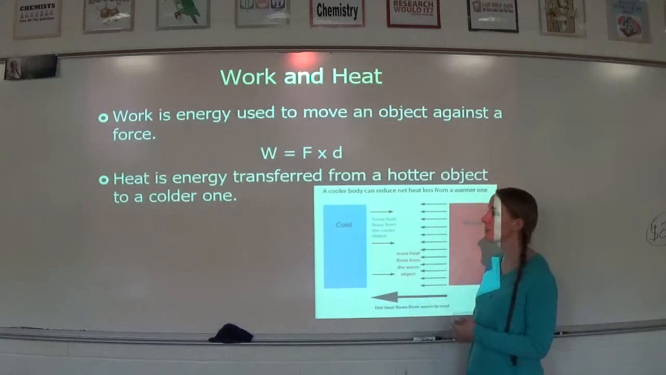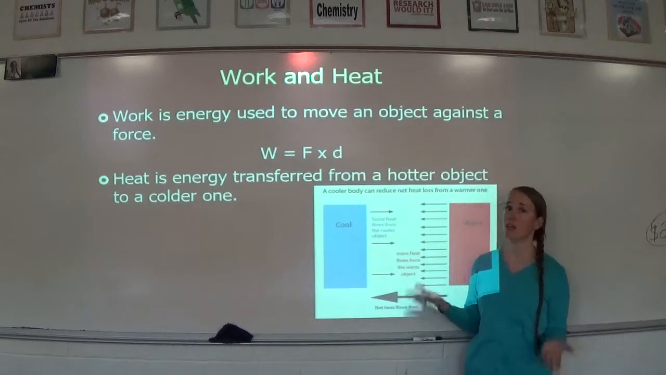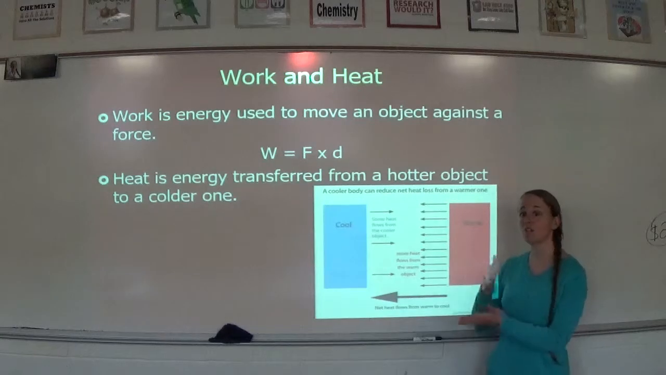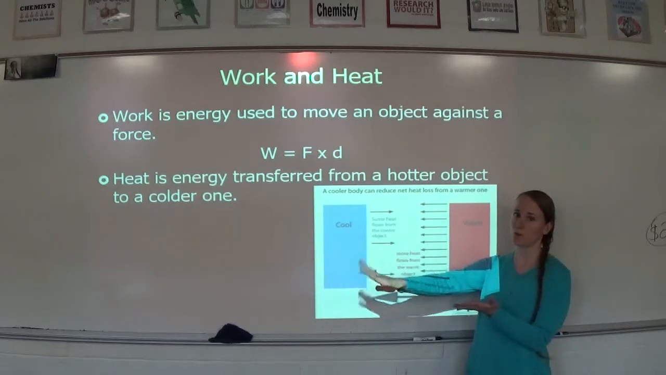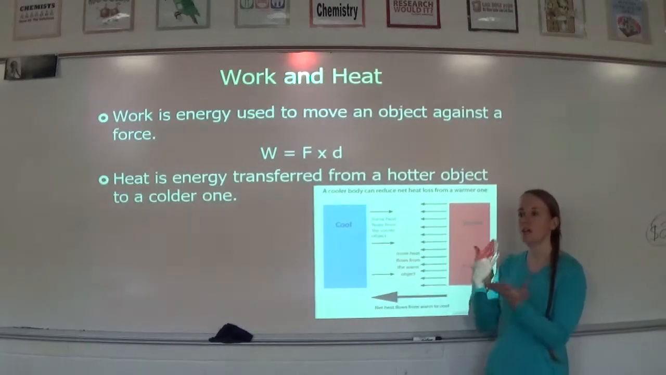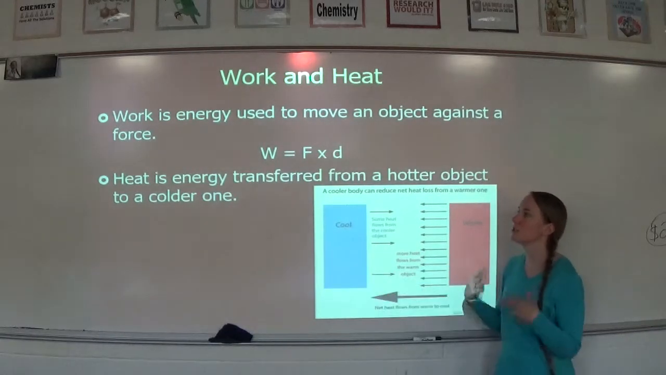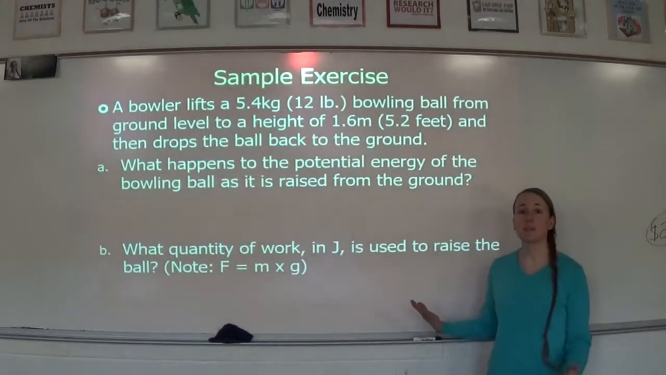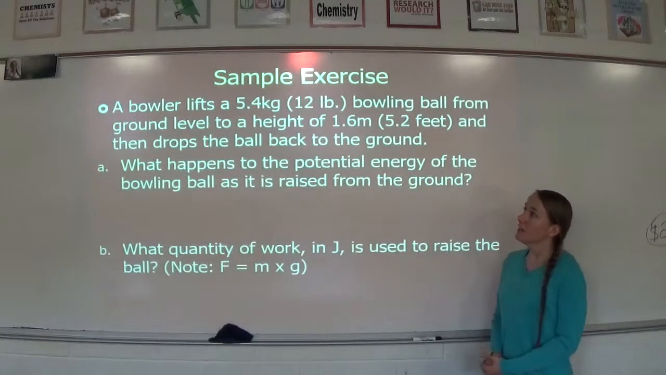So the thing that people get confused about is cold is nothing. Cold is actually just the absence of heat. Heat is a form of energy that goes from the hotter object towards the colder object because it wants to dissipate and spread out, just kind of like diffusion. Go from high concentration to low concentration. Heat does the same thing. So let's look at how to do some calculations with energy.